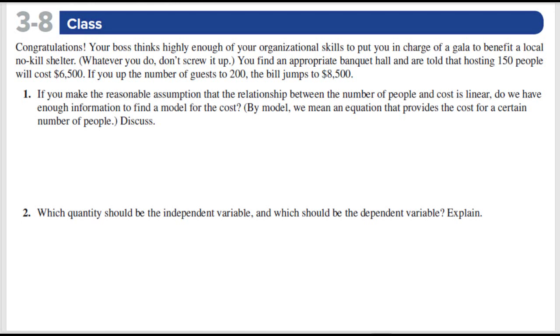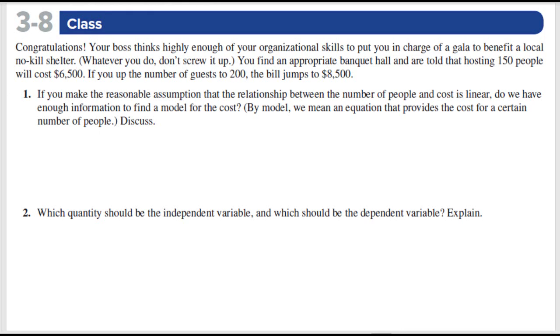Okay, your boss thinks highly enough of your organizational skills to put you in charge of a gala benefit. So you find a banquet hall, and you're told that hosting 150 people will cost $6,500. If you up the number to 200, the bill jumps to $8,500. Okay, so we've got a story here, and I've made a big deal about being able to find the slope in the story. Hopefully you notice that you don't really find the slope in this story.